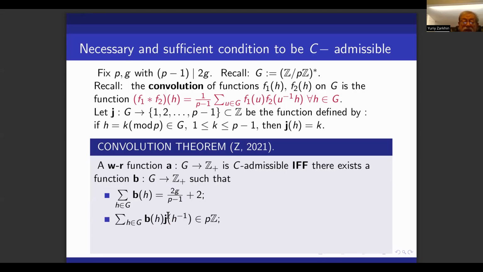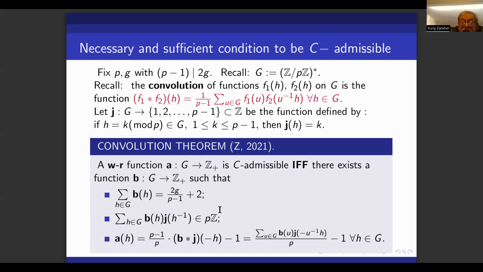Second, if we take a kind of convolution of B and J, not divided by P minus 1, then the result will be divisible by P. So we take a product of B of h by our J at h minus the inverse of h, do summation and get some integer, obviously some non-negative integer, actually, and it should be divisible by P.